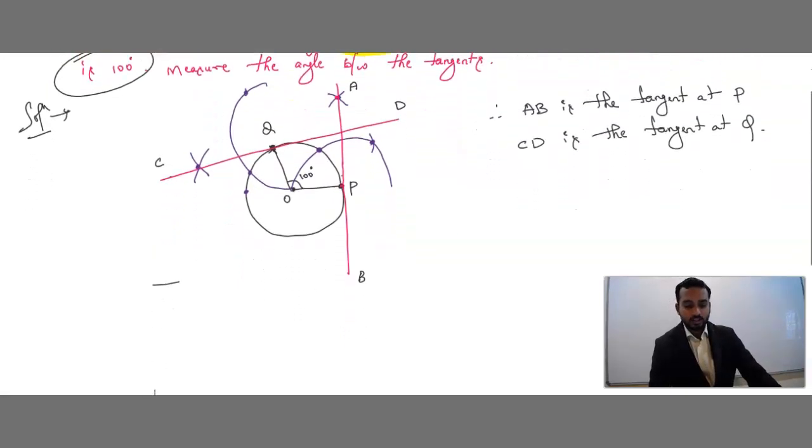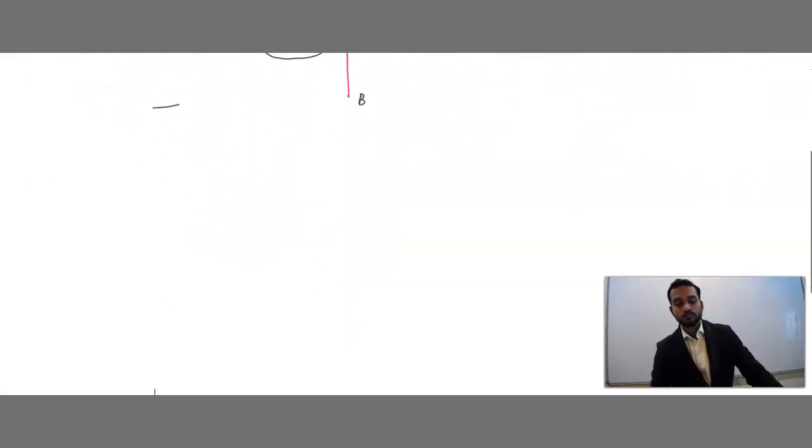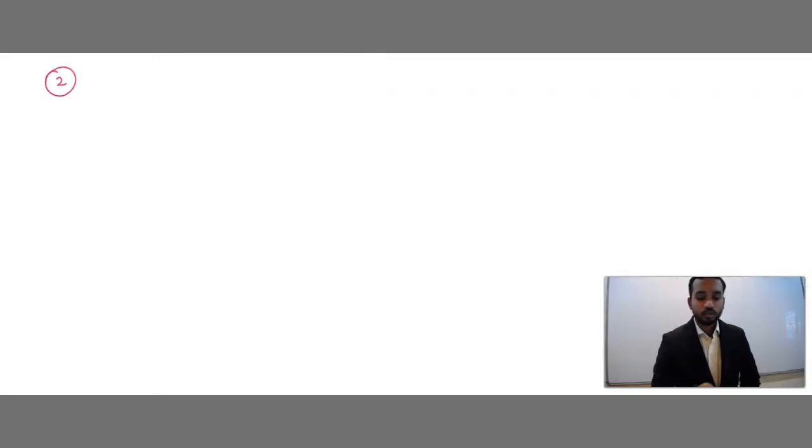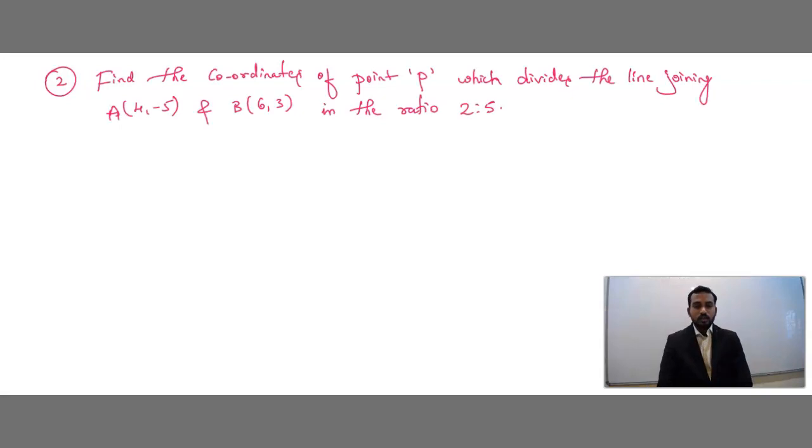Let me solve the next problem. Next, question number 2. Find the coordinates of point P which divides the line joining A of 4, -5 and B of 6, 3 in the ratio 2:5. Here they are asking us to find the coordinates of point P which divides the line joining the points A of 4, -5 and B of 6, 3 in the ratio 2:5.